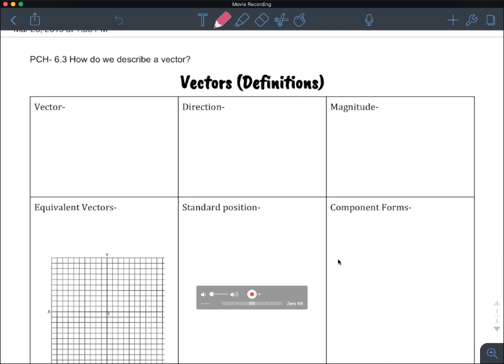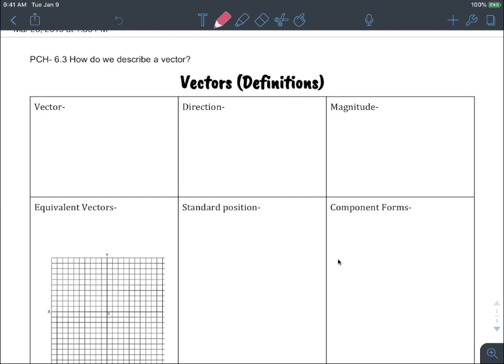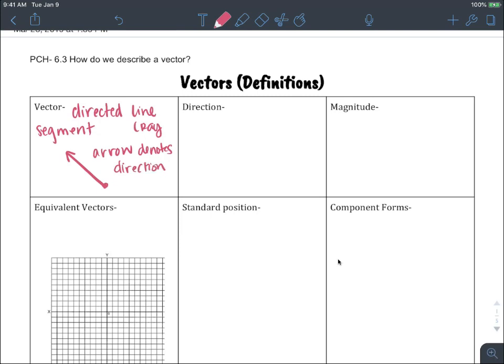Okay, we're going to look at 6.3 vectors. So what is a vector? A vector is a directed line segment. Okay, so it could look like a line with an arrow. It's actually really a ray, and the arrow denotes the direction of the line segment.